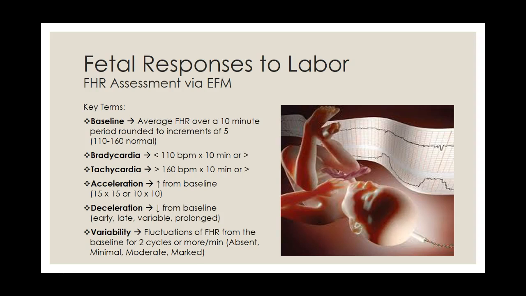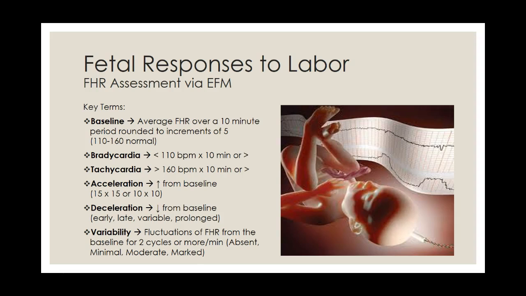Accelerations are an increase from the baseline, and we have two types of accelerations. We have 15 by 15s, which means 15 beats above the baseline for 15 seconds, or we have 10 by 10s, which is 10 beats above the baseline and lasting for 10 seconds. Those are the only two ways that we chart it, is 15 by 15 or 10 by 10. Decelerations are a decrease from the baseline, and we have several types of those. We have earlies, lates, variables, and prolonged decelerations.